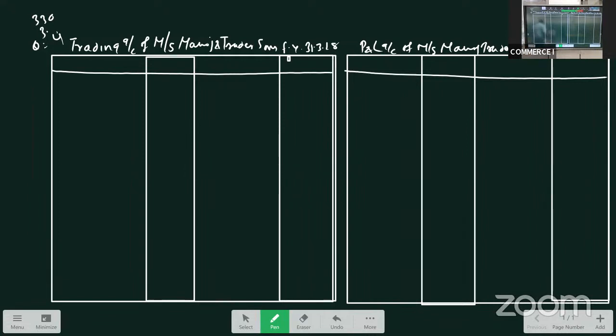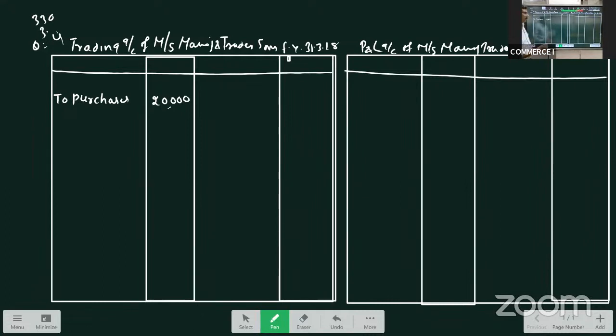What is the first item given? Purchases. Purchases we will take on the debit side of trading account. What is the amount given? Purchases amount is given as 20,000. See, on the credit side, if we have any returns, we don't. So I can directly take this item in the outer column because there are no purchase returns.